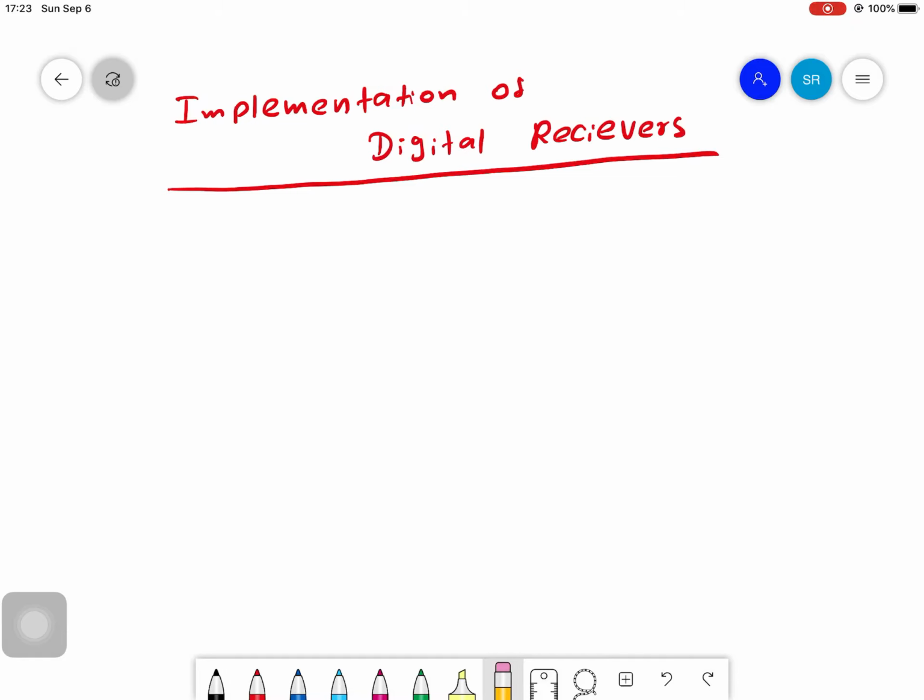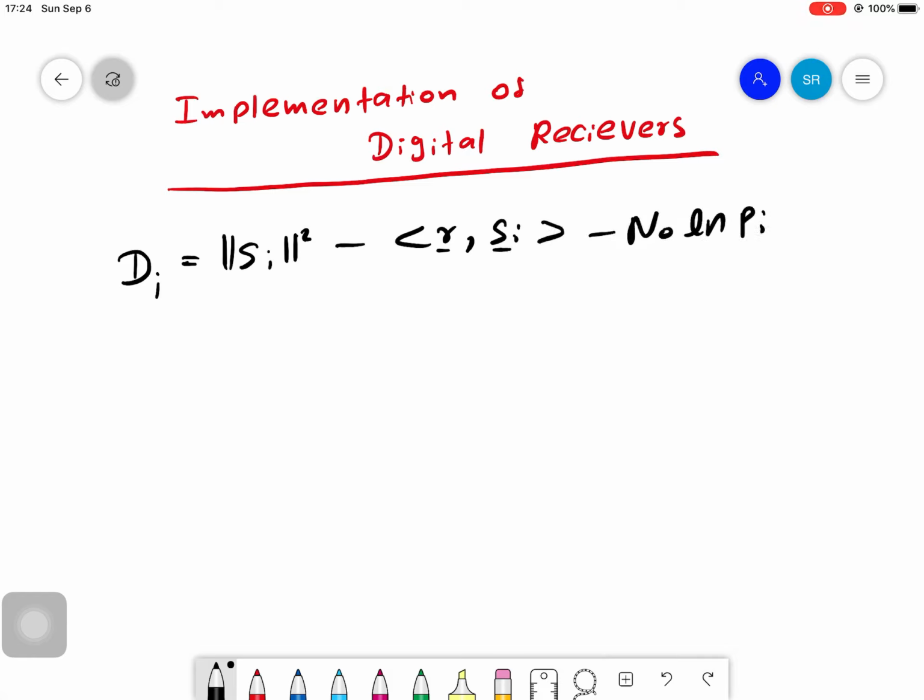Okay guys, in the last video, I explained how to determine the optimal decision regions for a digital receiver in a digital communication system. In this video, I'll show you how we are actually going to implement this scenario in our digital communication systems. In the previous video, we derived our decision variable as the norm of r minus s_i squared minus N naught ln P_i.